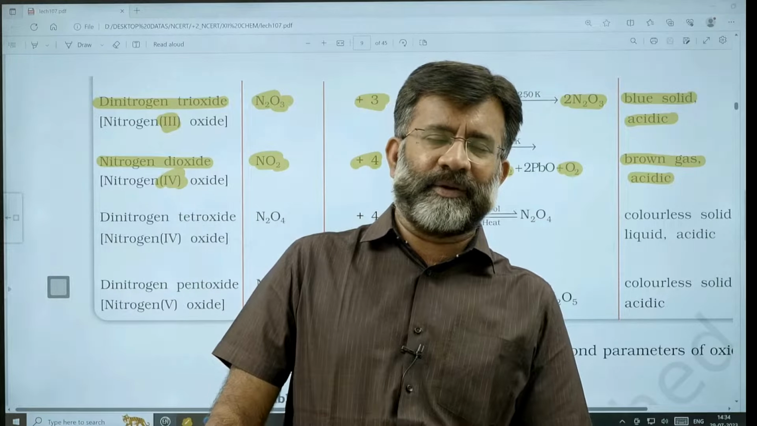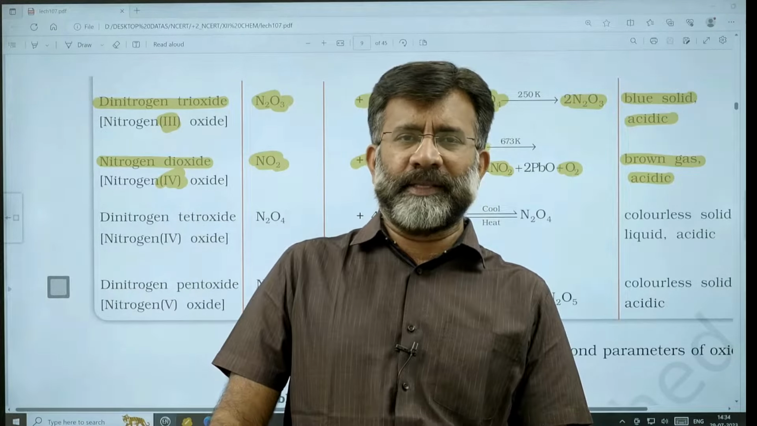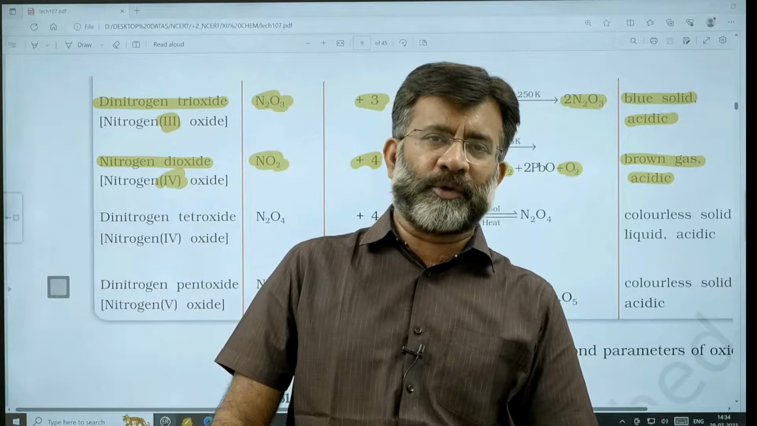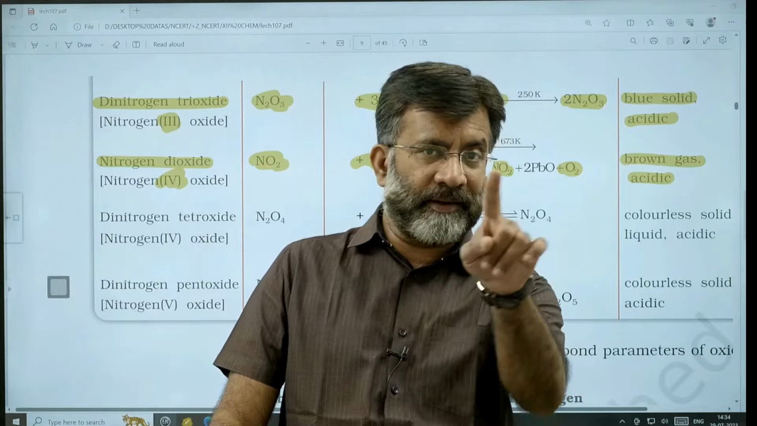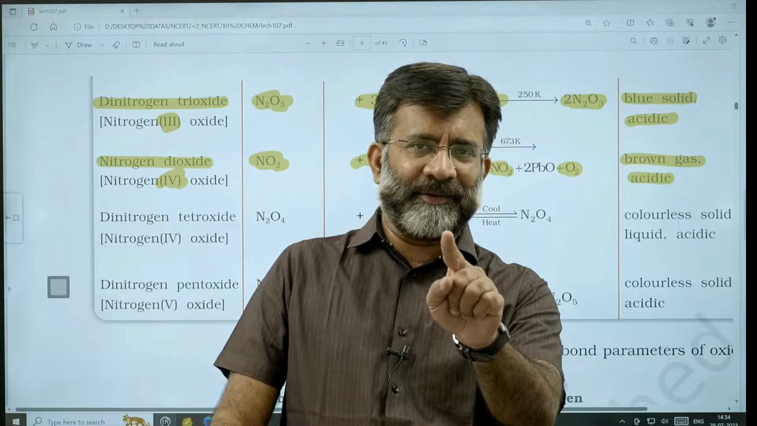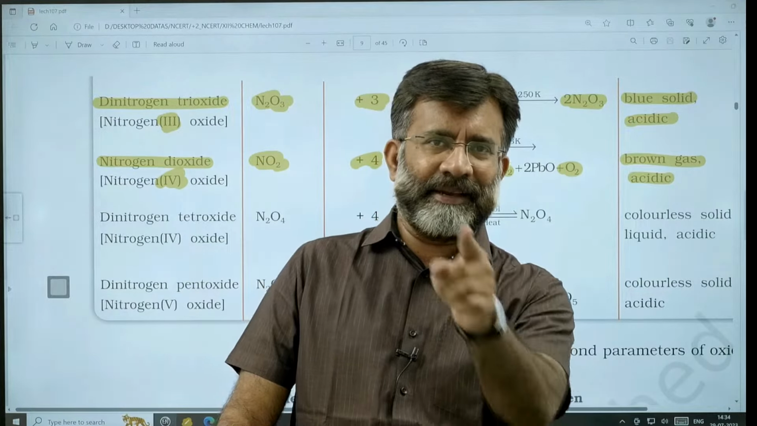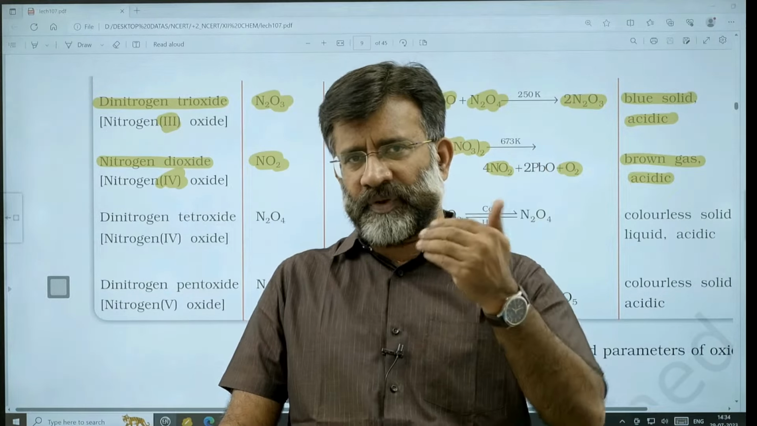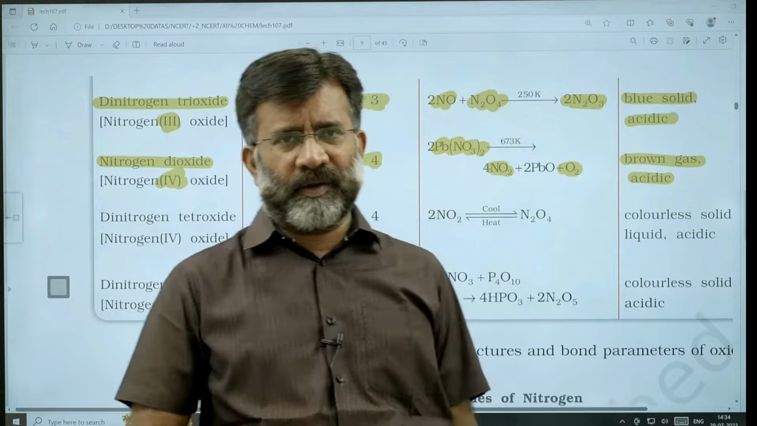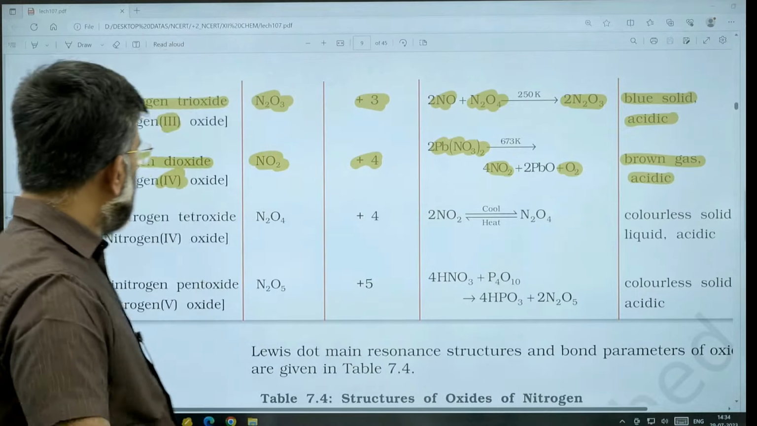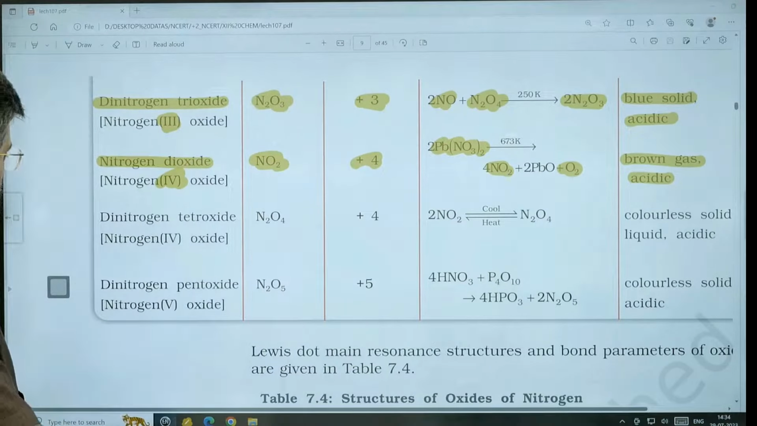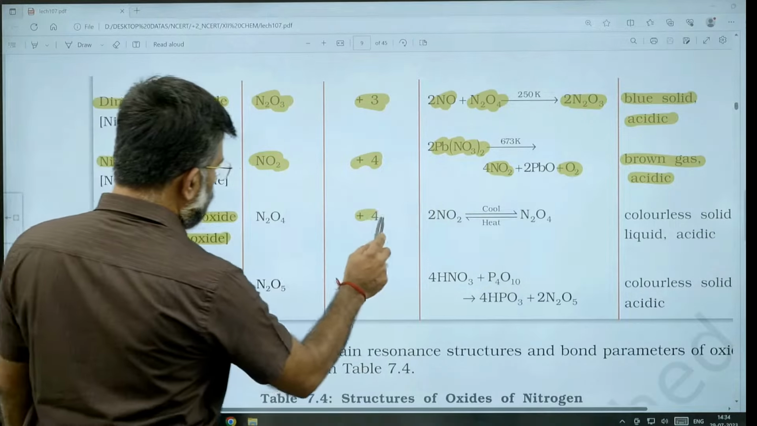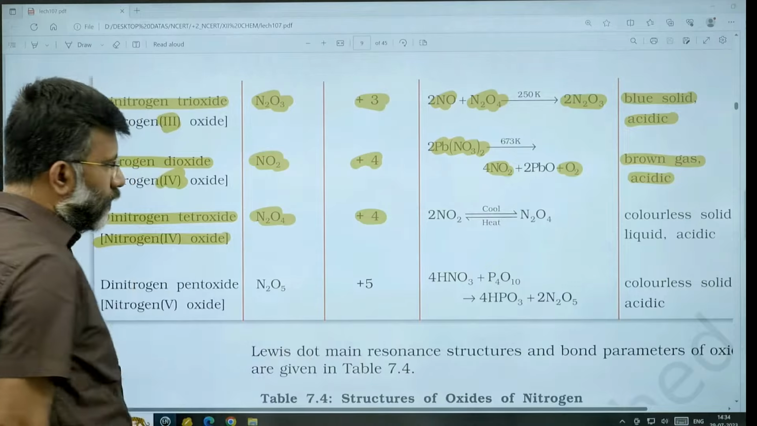Lithium nitrate on heating, we get lithium oxide plus oxygen plus brown colored NO2 gas, while sodium nitrate does not. Sodium nitrate converted to sodium nitrite liberating oxygen, you don't get a NO2 gas. Such differences we are learning in the 11th standard topic itself. That is about nitrogen dioxide. Next one is dinitrogen tetroxide, nitrogen 4 oxide N2O4.